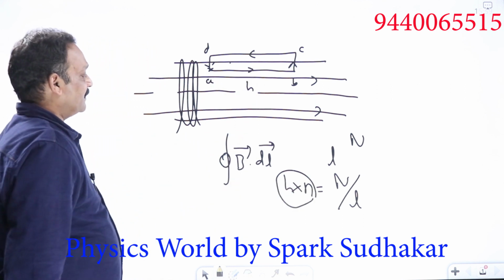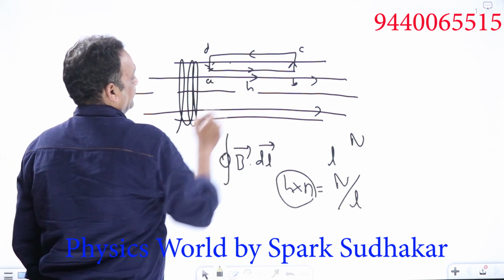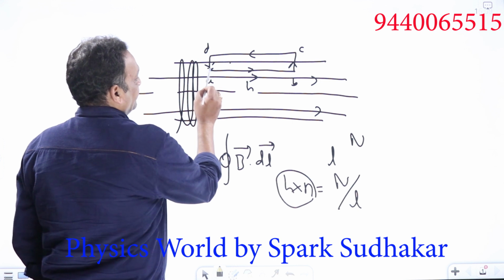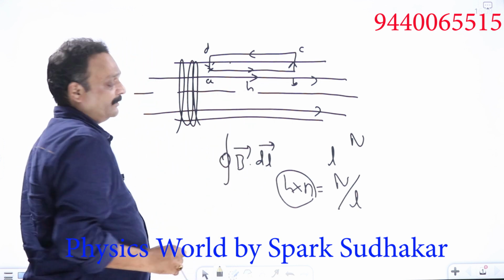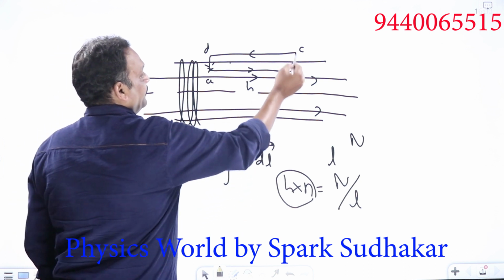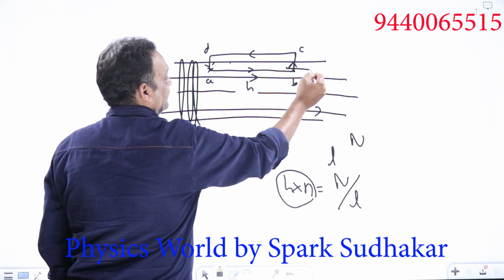Now this circular integral B dot dl means the Amperean path is in this direction. The section from A to B is in the direction of the magnetic field, from A to B only. From B to C, our Amperean path is going like this, whereas the magnetic field is in this direction.